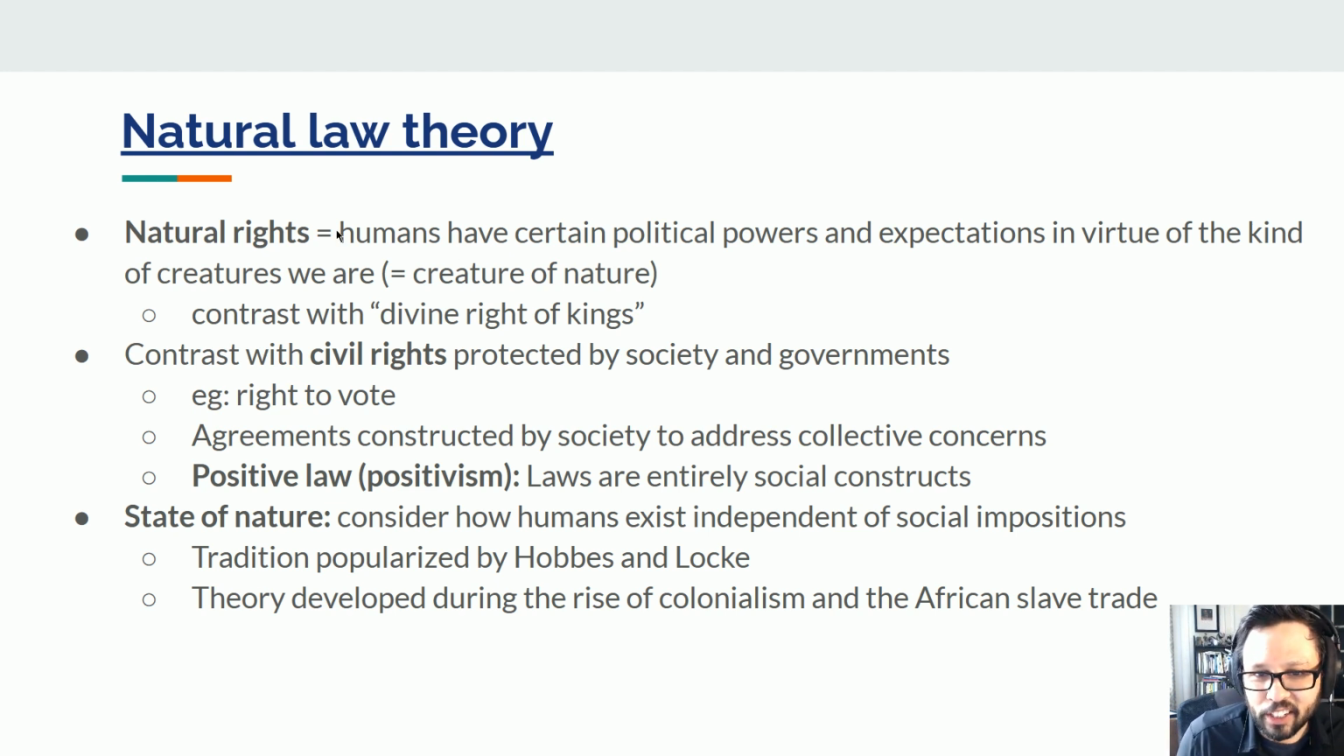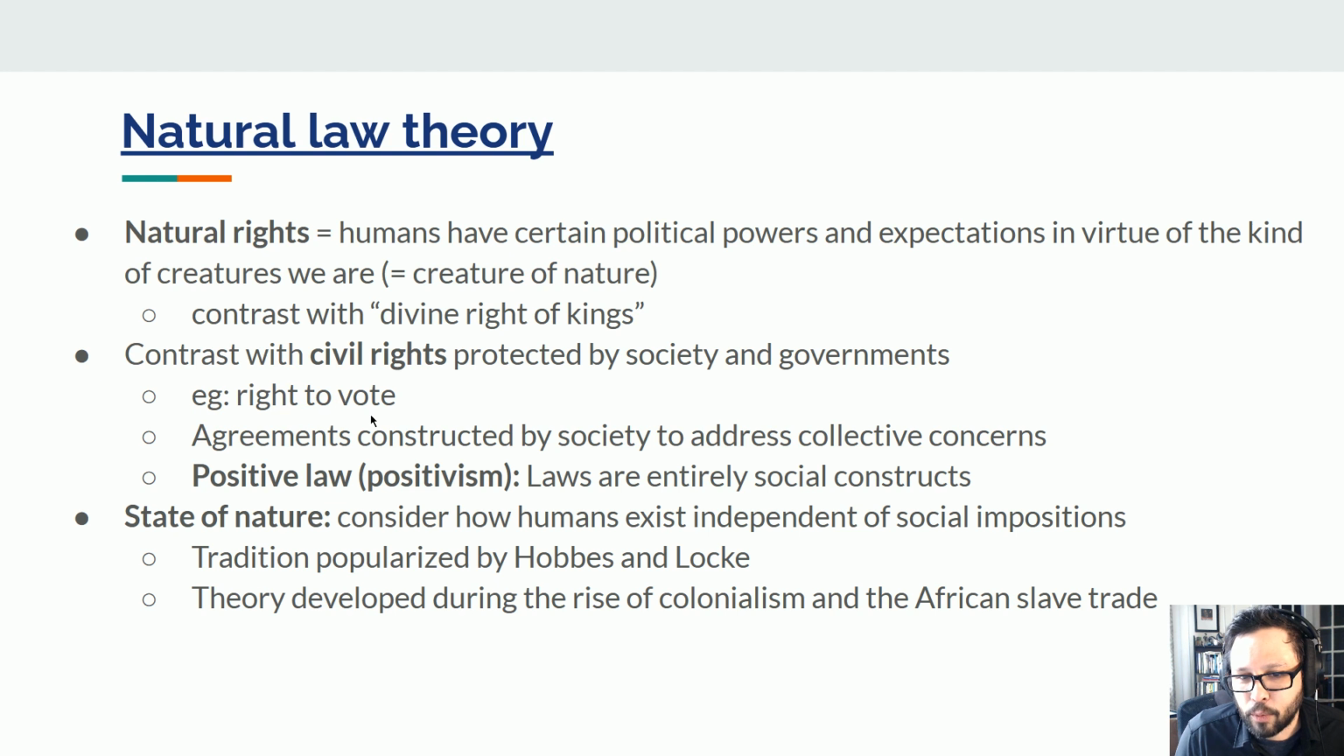And so natural law theory says some things about what the natural rights are, and then maybe this informs what the civil rights can or should be. An example of a civil right here is something like the right to vote. The right to vote is not a natural right because there would be no voting in a state of nature, because there's no society to vote in.